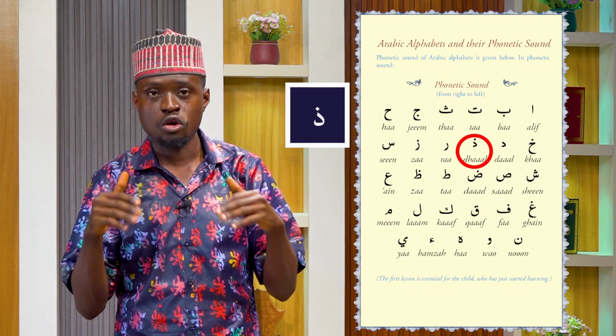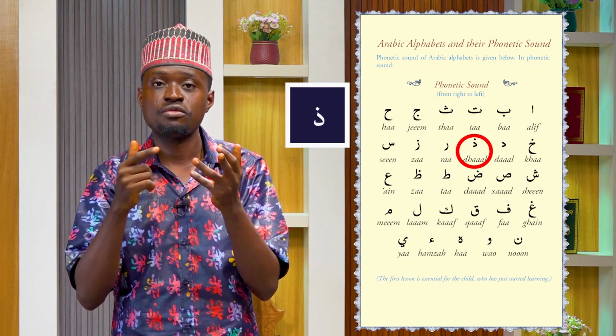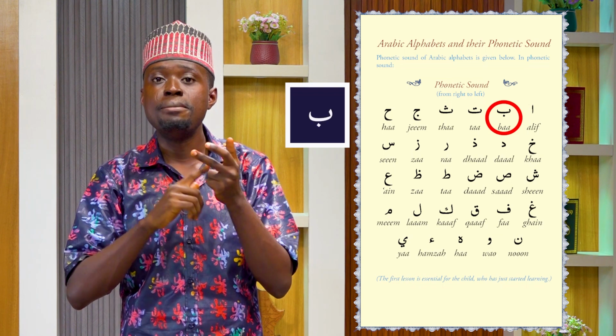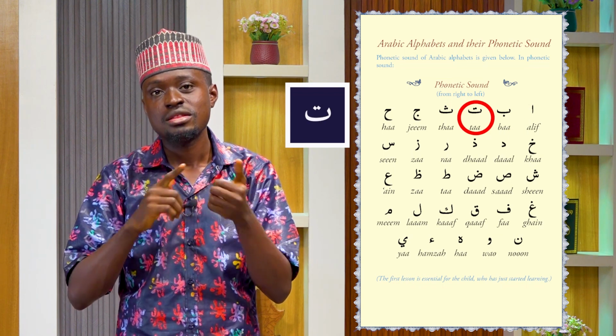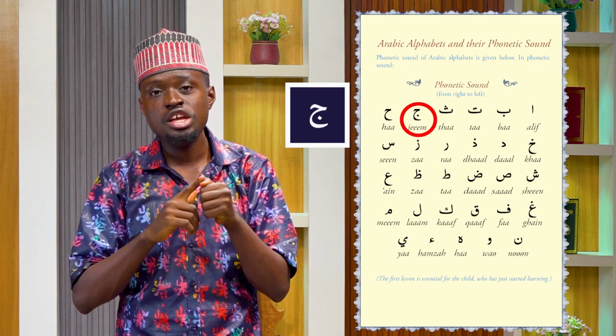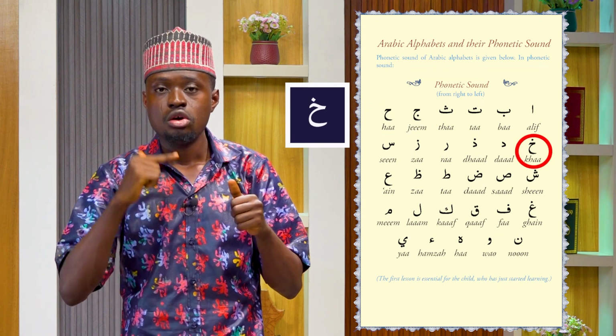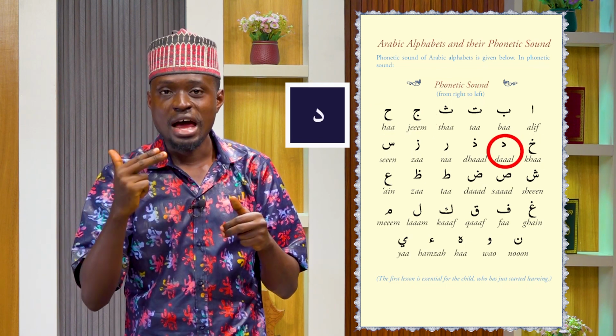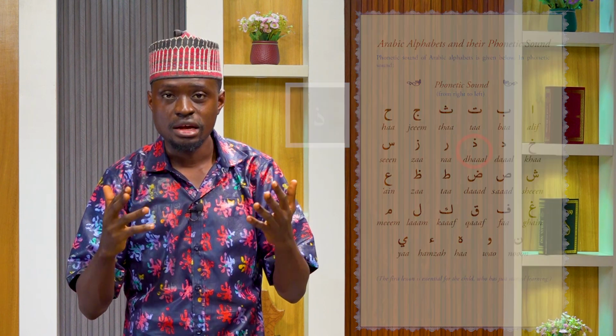So we have been able to cover 9 alphabets: Alif, Ba, Ta, Tha, Jim, Ha, Kho, Dal, and Dhal. Inshallah, in our next episode, we shall continue from the next alphabet in an attempt to acquaint ourselves with the correct pronunciation of all these letters so that we can become better reciters of the Quran.